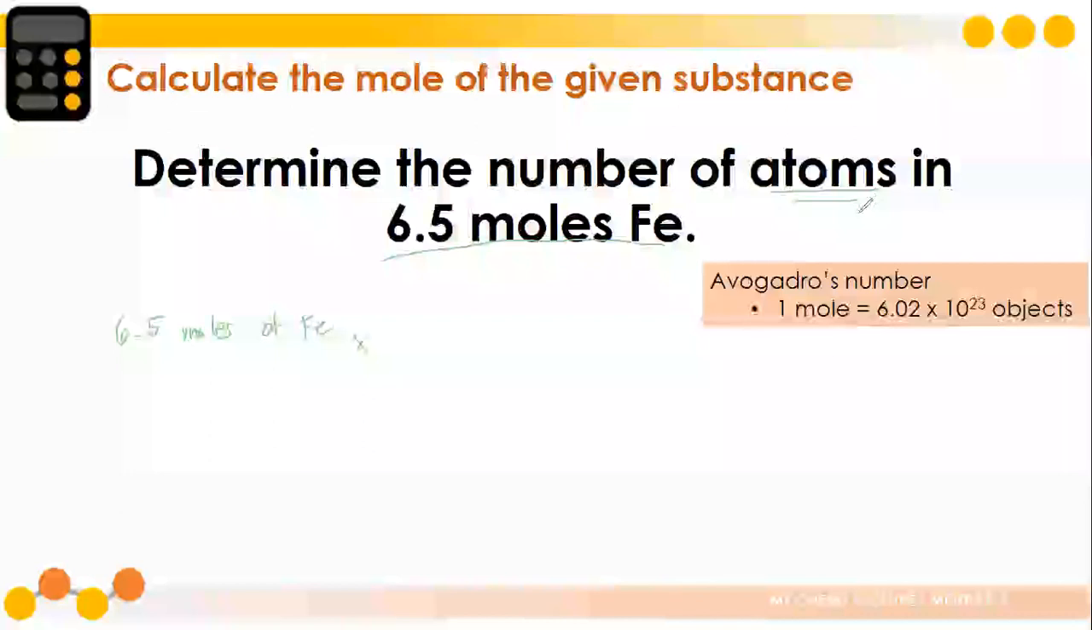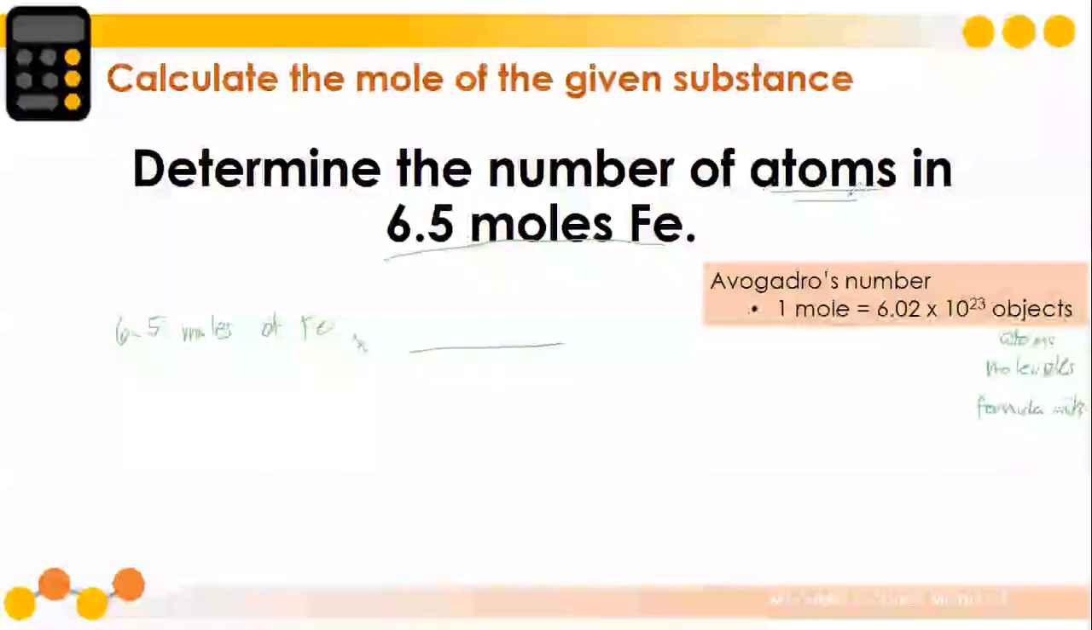Kindly do not confuse yourself with this one. Avogadro's number can be expressed in different units of measurement. So we can have it as objects, we can also call it atoms, we can also call it molecules, and we can also call it formula units. All of these four units of measurement are used to describe the Avogadro's number. So you just have to improvise.